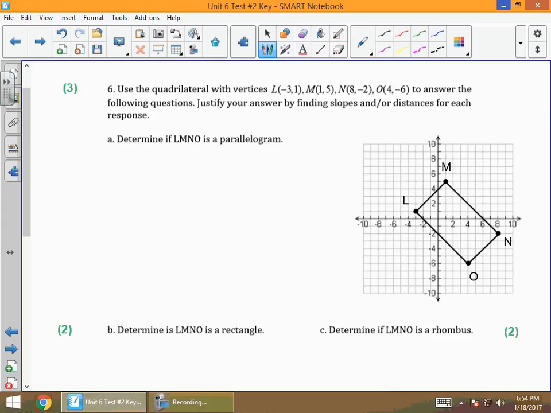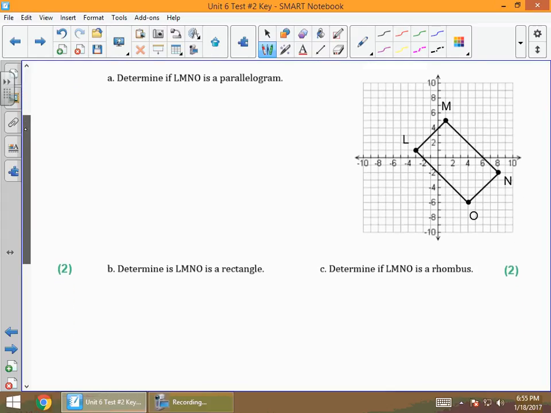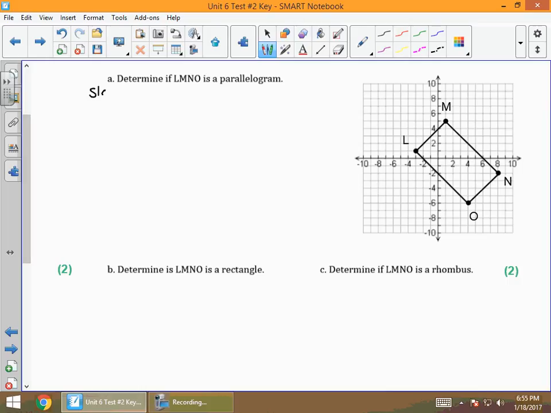Without further ado, L, M, N, and O, I went ahead and plotted them. They're plotted on the graph, lines are drawn, all that good stuff. And Part A says, is this thing a parallelogram? All right, now there are several ways to do this. You can do this by finding distances. You can do this by finding slopes. You can do this by doing a combination of slope and distance. Personally, I'm going to do this one by slope. If you did it by a different means, by all means, you can come see me and we can talk a little bit about whether your answer is right and why.